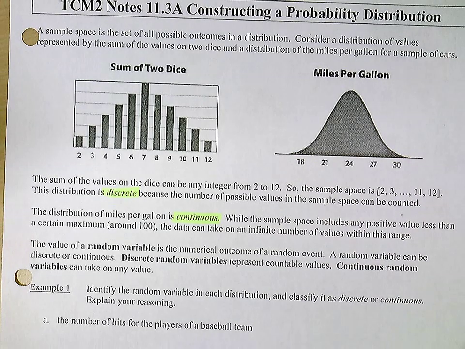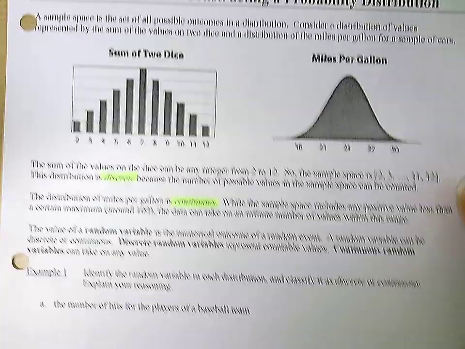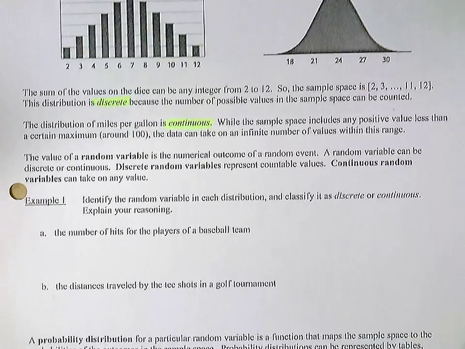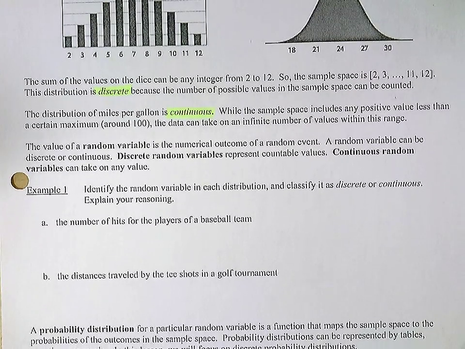The value of a random variable is the numerical outcome of a random event. A random variable can be discrete or continuous. Discrete random variables represent countable values. So again, discrete, we can count how many there are. Continuous random variables can take on any value. Okay, so we are going to go through the different types here, labeling these as discrete or continuous.